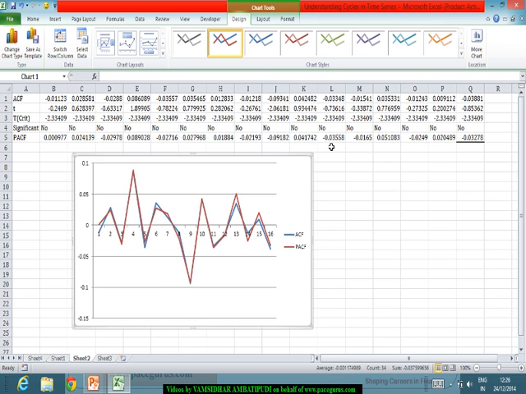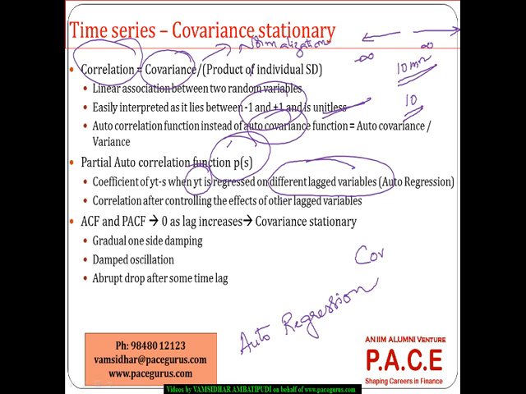So that is one more important function that we understand. As the lag increases, if I see that the ACF and PACF, both of them, are going closer to 0, then we say that that particular series is covariance stationary. Either I can see that the ACF is gradually dampening to 0 on one side, or I could see that the ACF is higher on this side, but as we move, there is a gradual dampening out to 0 that is happening.